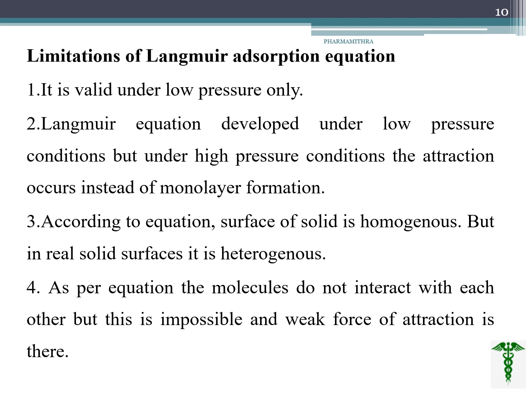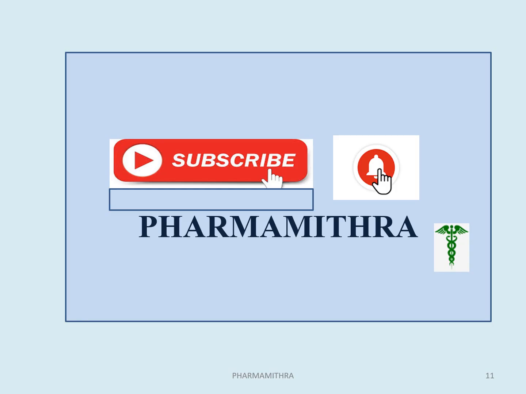And as per the equation, the molecules do not interact. But that is impossible, right? Even through weak forces, molecules cannot avoid interacting with each other. So these are the limitations of the Langmuir equation.